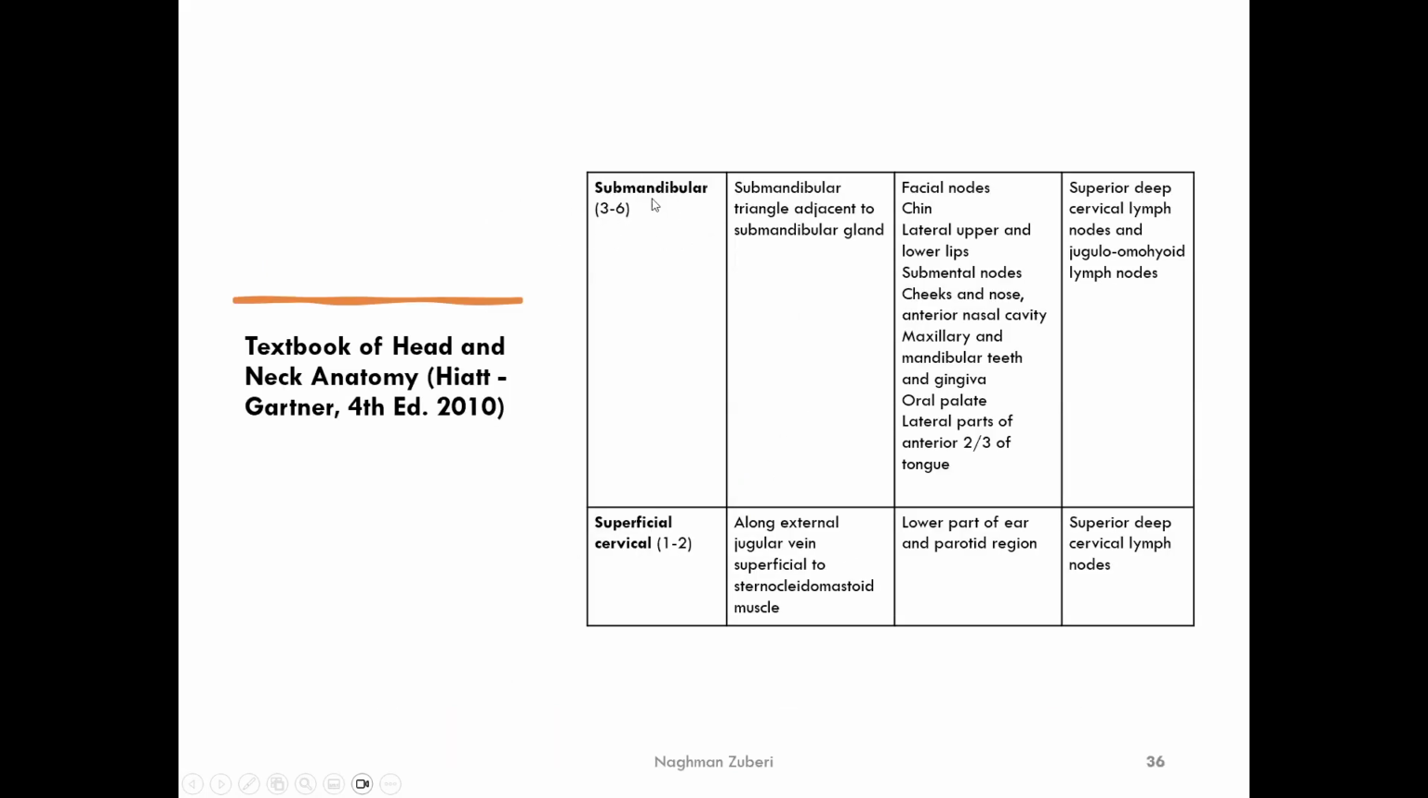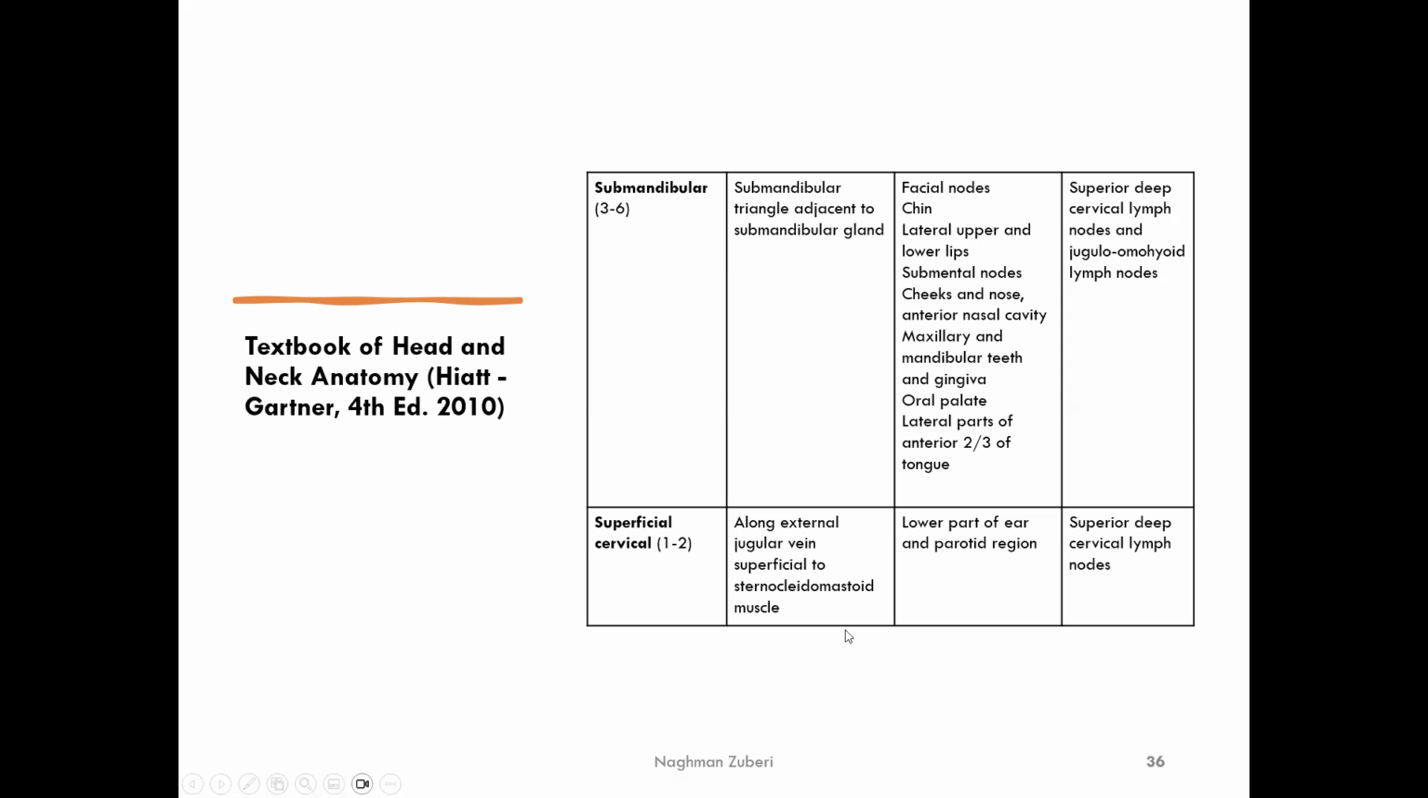Submandibular lymph nodes, they are 3 to 6 in number, and they are situated in the submandibular triangle adjacent to the submandibular gland. Again, the name is quite suggestive of where they are located, and they are draining facial nodes, chin, lateral upper and lower lip, submental nodes, cheeks and nose, anterior nasal cavity, maxillary and mandibular teeth and gingiva, oral palate, lateral parts of the anterior 2/3 of the tongue. And they are being drained into the superior deep cervical lymph nodes and jugulo-omohyoid lymph nodes.